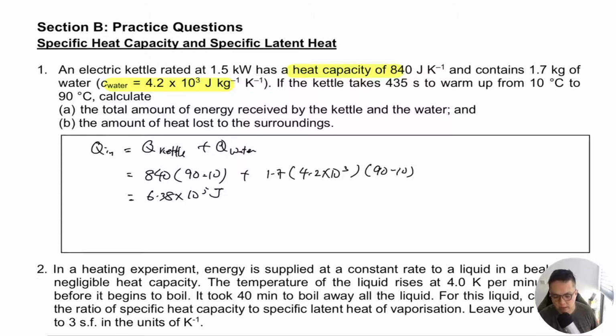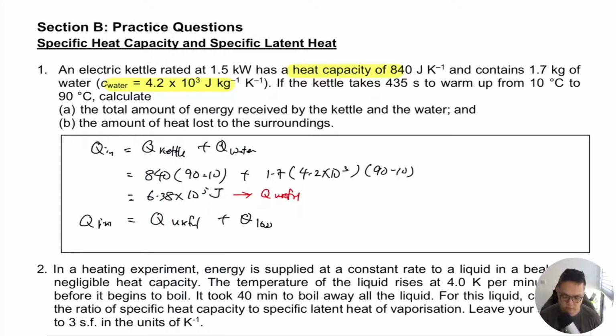So that's part 1. Next you're asked to work out the amount of heat lost to the surroundings. If you write it out again, the Q supplied from the heater, Q in, is used to do two things. This is divided into Q useful and Q heat loss. The value they've calculated on top is Q useful, because this is the one that's used to do useful work.